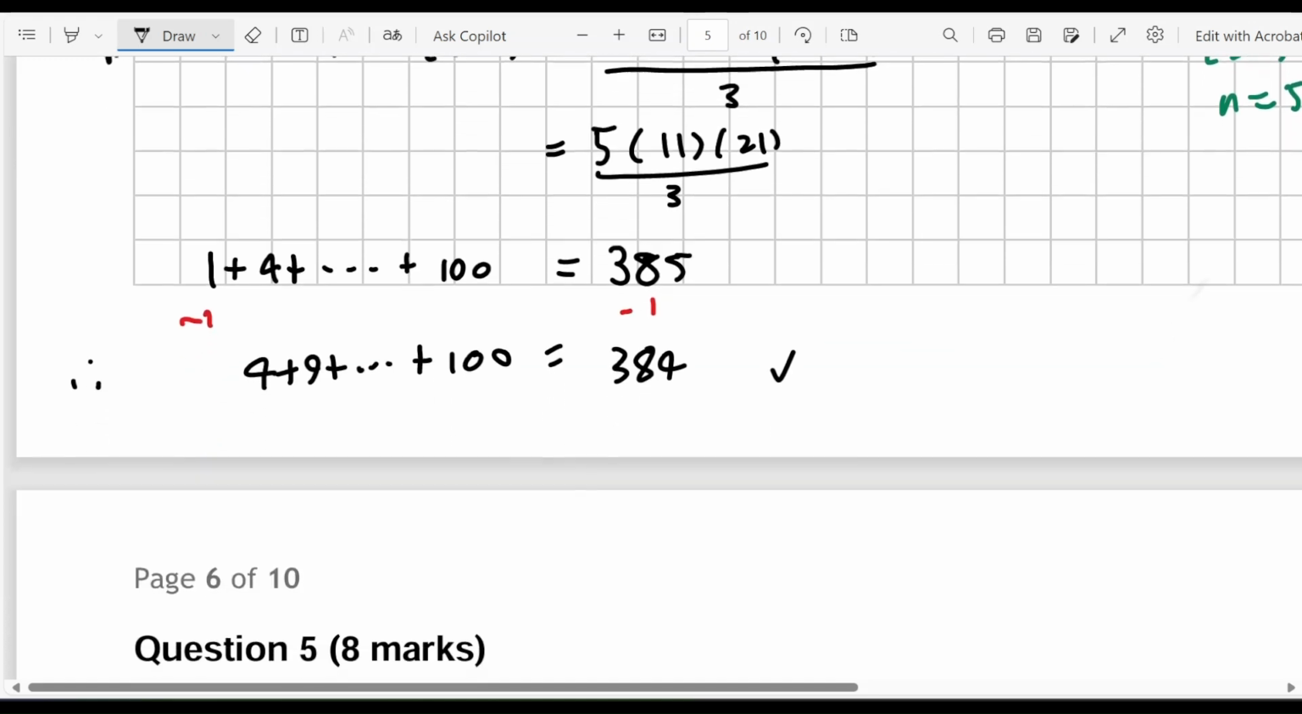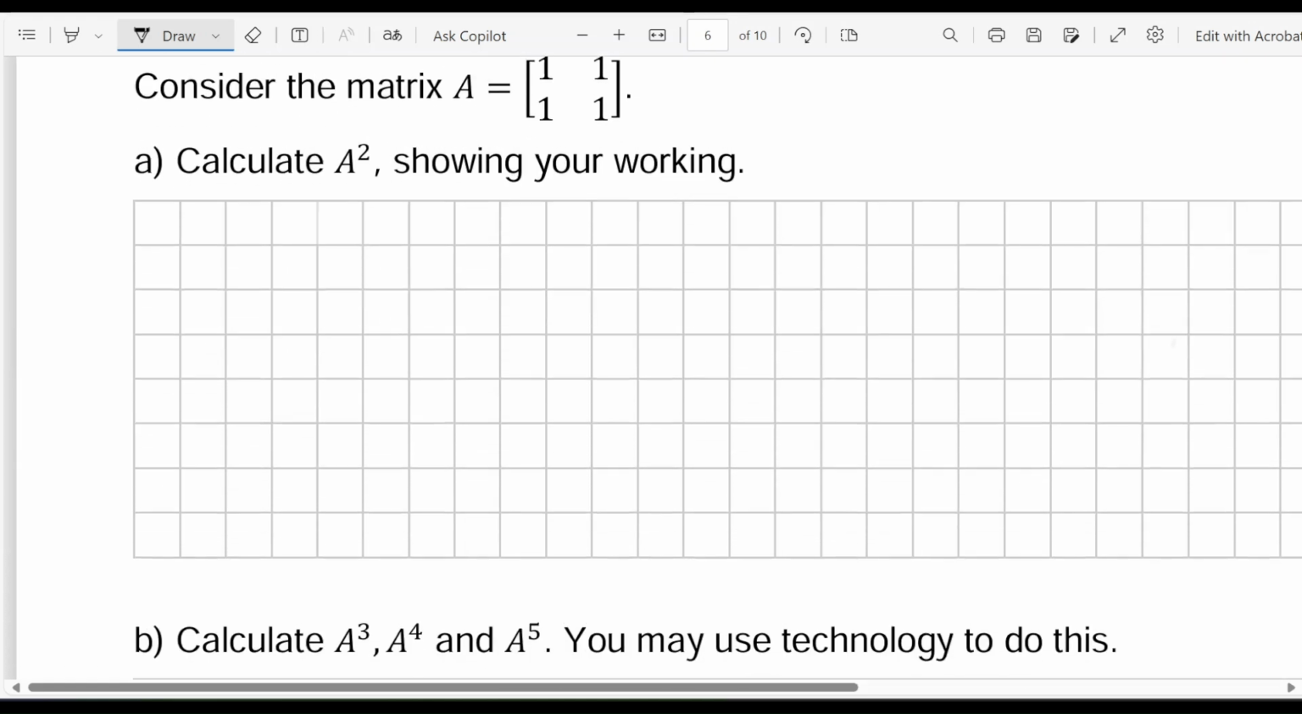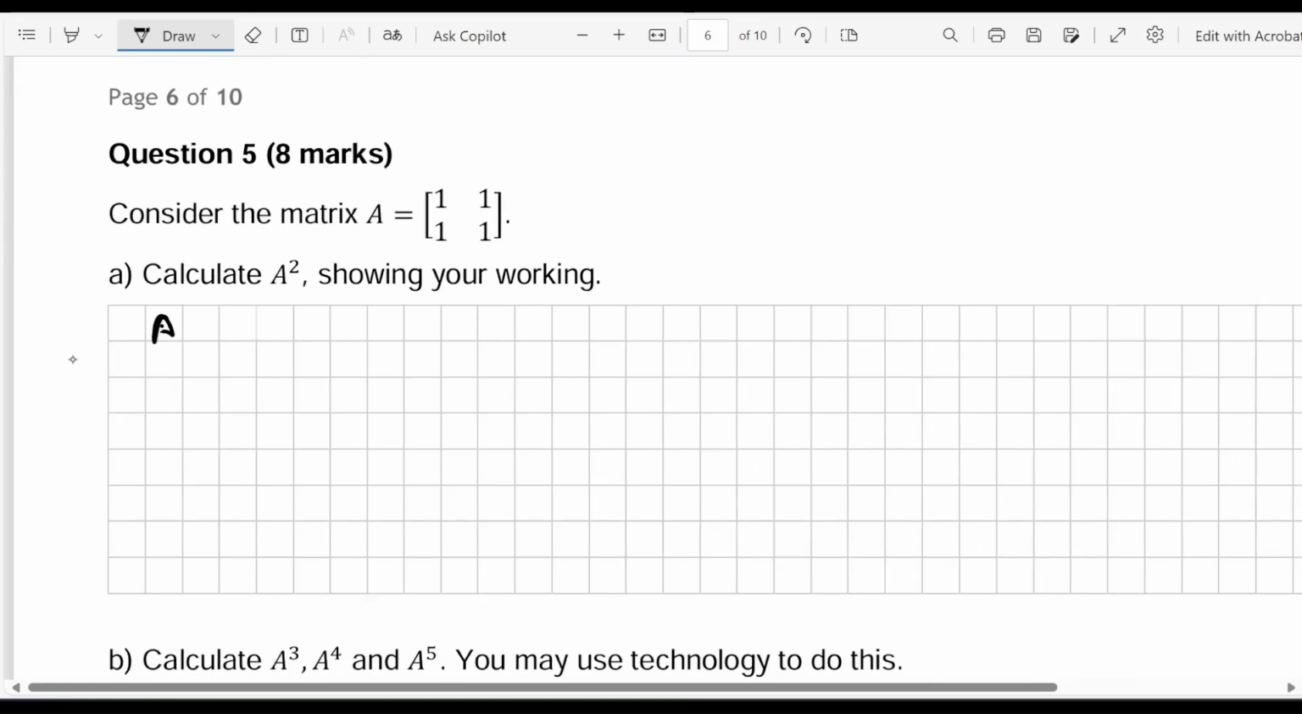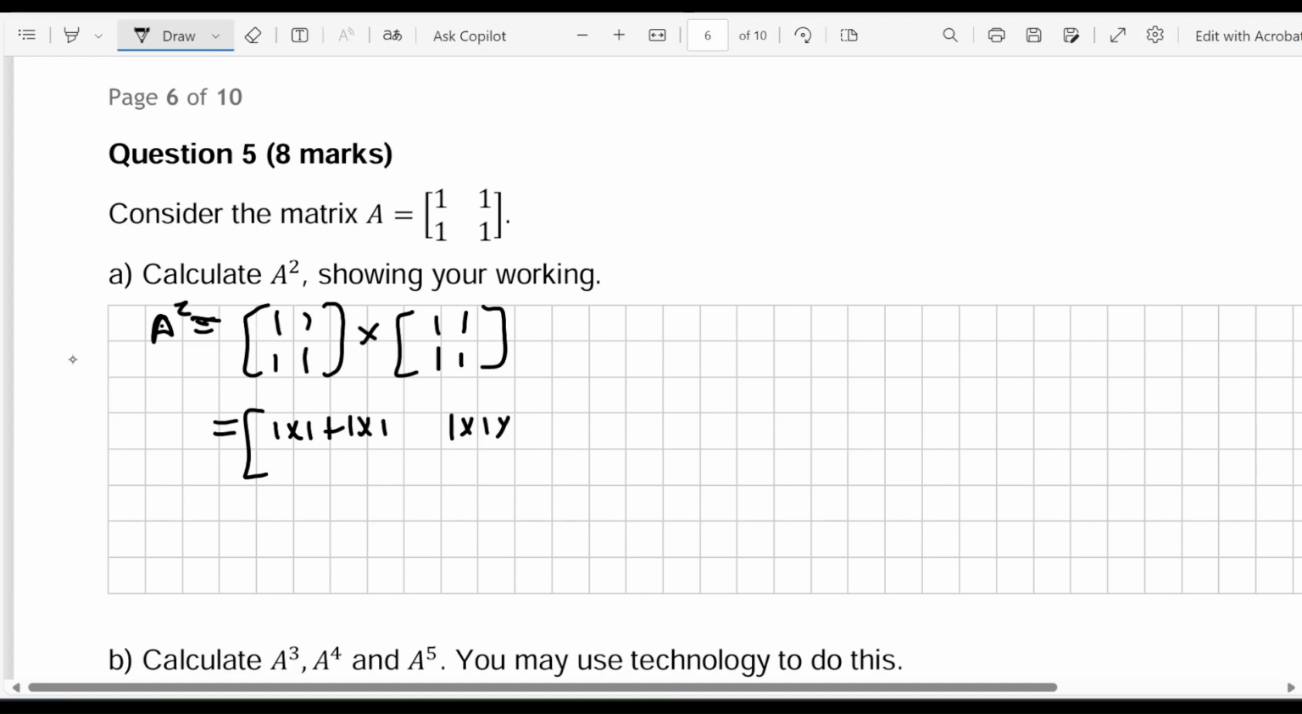All right, brilliant stuff. Consider this matrix, calculate A squared, show your working. So I want you to show your working for A squared here. Not to be nasty to you, but more just as a little refresher on matrix multiplication before you go and do the thing in the test. All right, 1 times 1 plus 1 times 1. Just being really clear about where all these things are coming from.